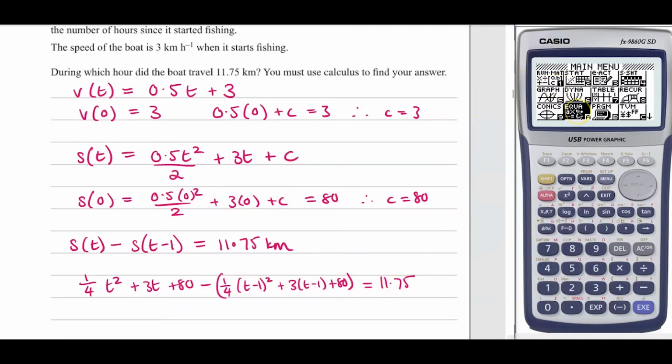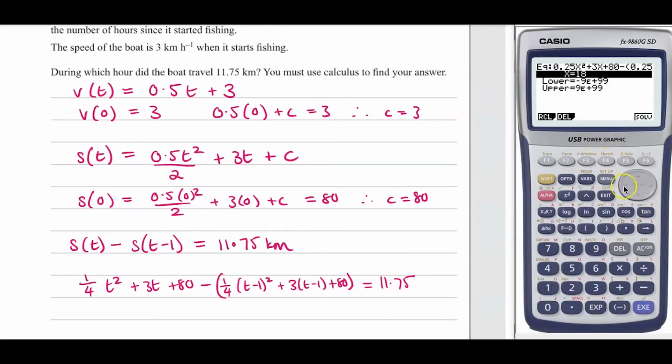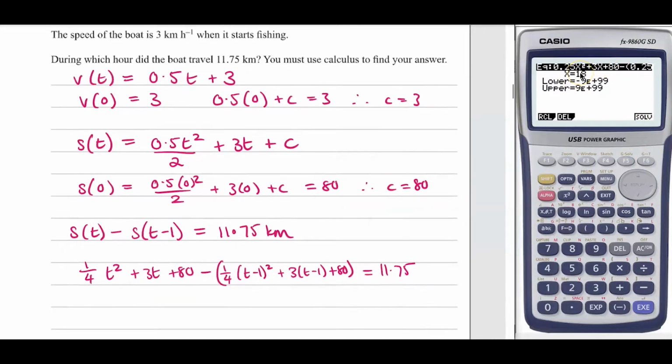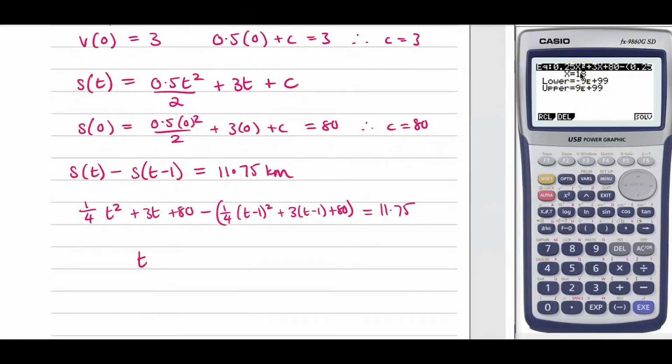Now use your calculator, you don't need to do that tricky algebra there. Equation solver, and I'll just show you where I got there. So F3 for equation solver. I've typed the whole lot of that into there and hit solve, and then we get x equals 18, or in this case t equals 18. So in the 18th hour.